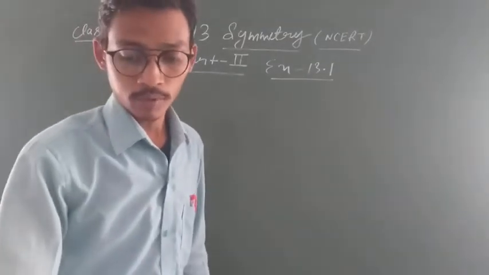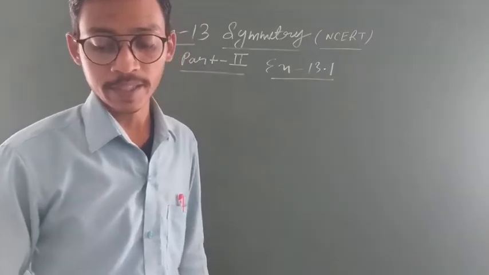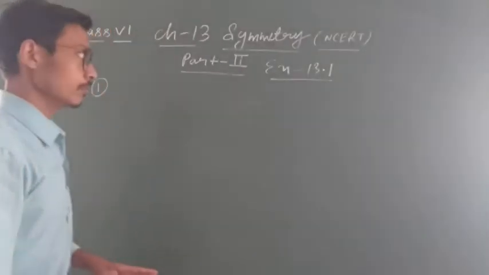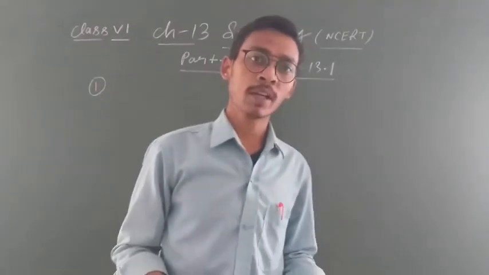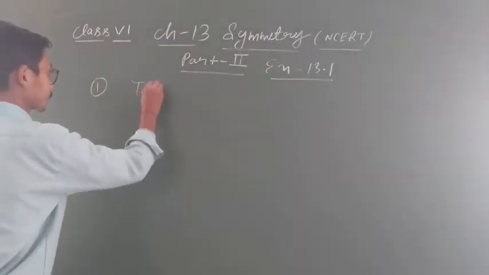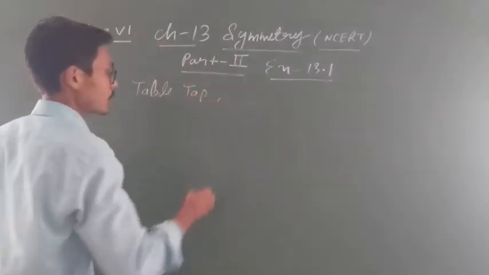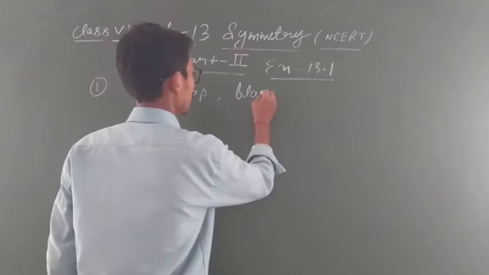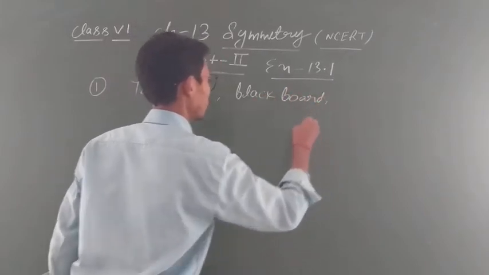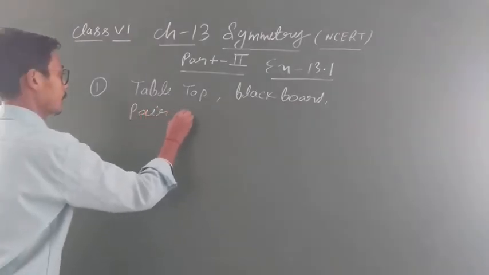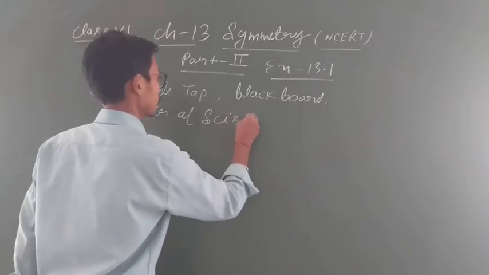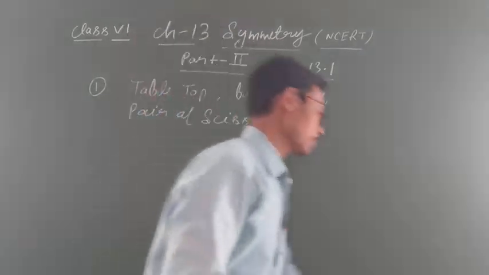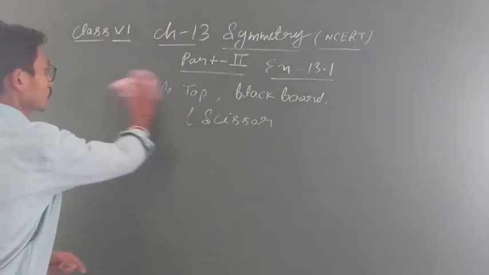In 13.1, students, the first question says: list any 4 symmetrical objects which are found in your school. It is given: list 4 symmetrical objects from your home or school. So look, in your school you can find lots of things. For example, you can find a table top. Some I will write down, some you will write down. And you can write down your blackboard, because a blackboard is in the form of a rectangle. And you can find a pair of scissors. Many things you can find; some I have written and some you will write down yourself. So many things are in your school and your home.